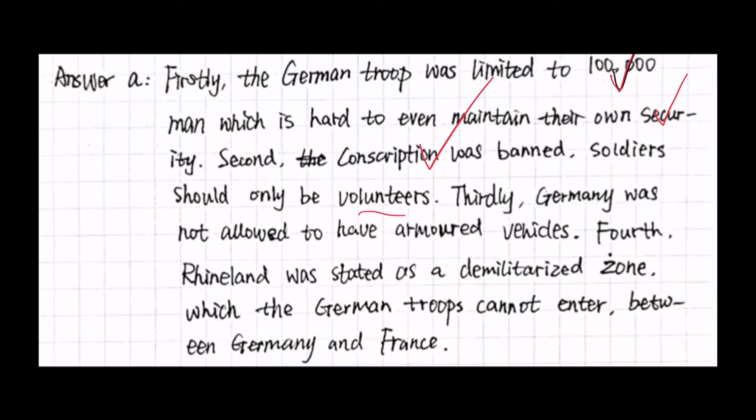We described what conscription was. Soldiers should be only volunteers, so it's spelled out in this particular answer. Third, Germany was not allowed to have armored vehicles, okay? And the demilitarized zone of the Rhineland. So those are 4 correct answers. This is a full mark question, but again, it could have been improved with the armored vehicles, like we said in the previous one, tanks, armored personnel carriers, artillery pieces, these types of heavy things, right? Even if we were to add that volunteer part, we see this is a really great answer and worthy of full marks. So try to make your answers look like this.